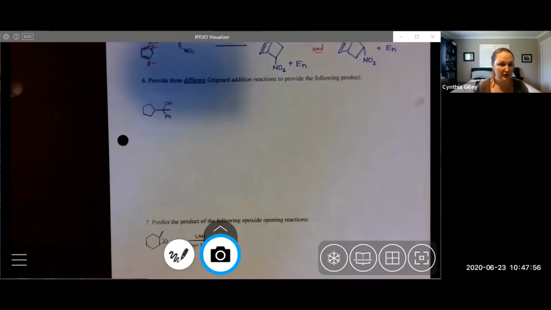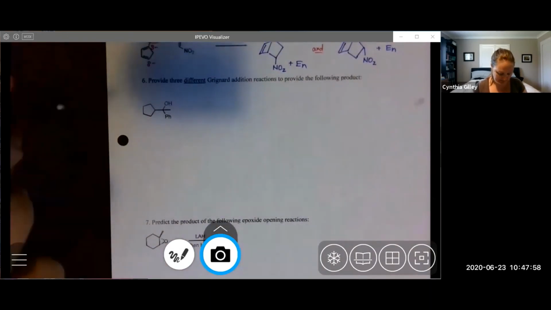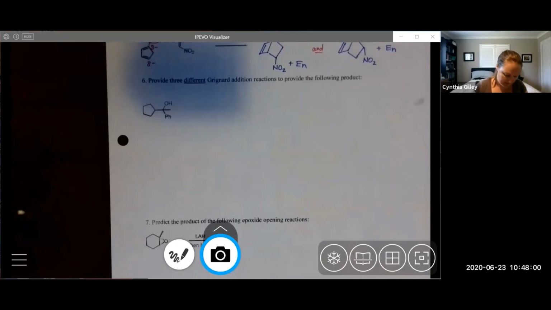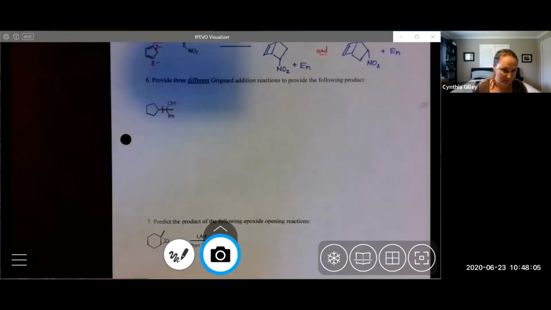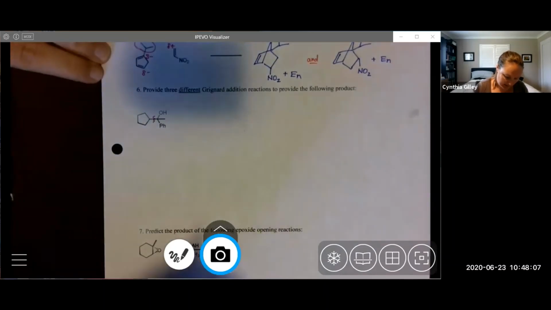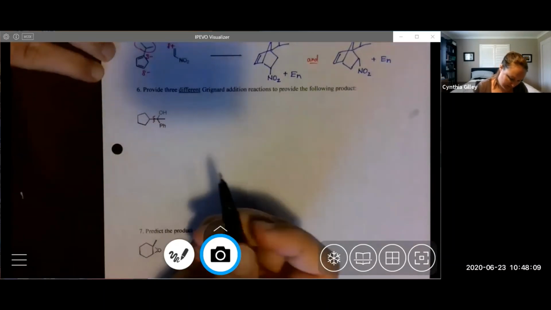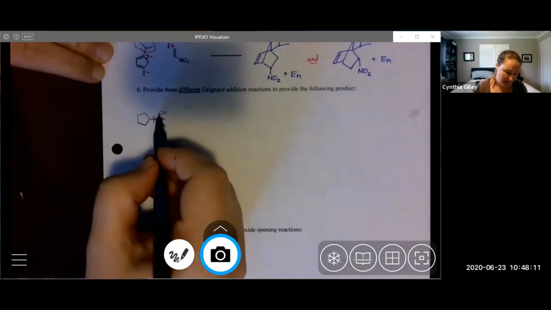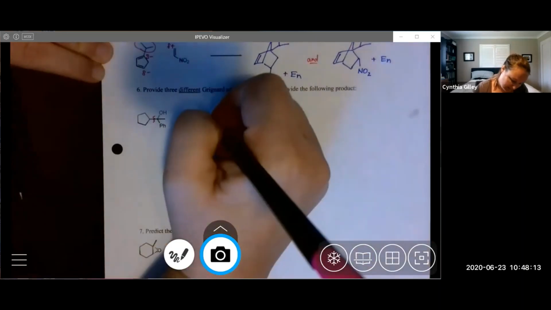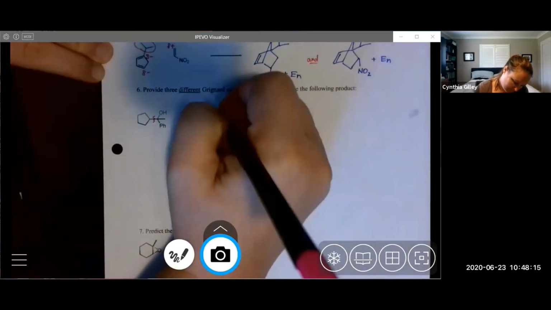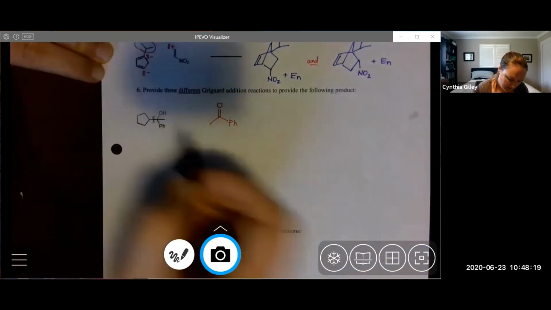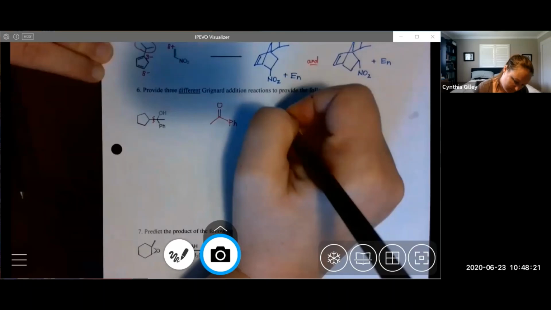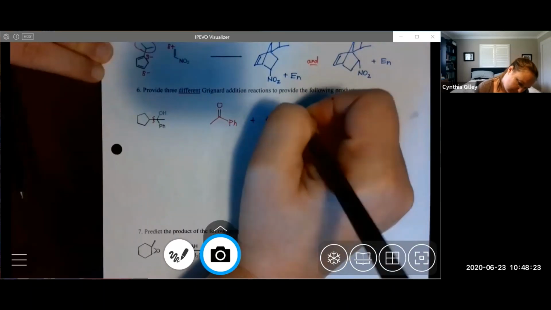Okay, Grignard, three different Grignard reactions. So that kind of depends on which bond you're making. This first one would be making this carbon-carbon bond, in which case the side with the alcohol was the ketone, and then the side that doesn't have the alcohol was the Grignard reagent.